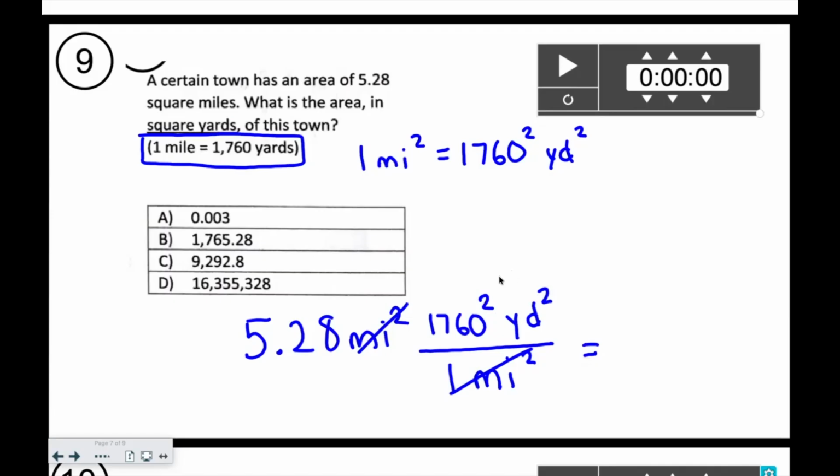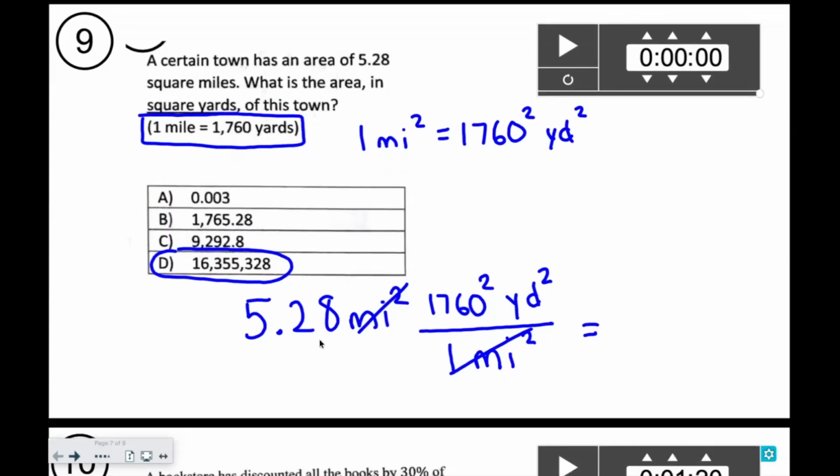And then the way I get my final answer is I multiply these. But I don't just do 5.28 times 1,760. I do 5.28 times 1,760 squared, and we get this number, 16,355,328. And if you only do 5.28 times 1,760, that answer is there as well. I believe that's C. So just be careful on the ones where it's either square units or cubic units. You've got to change the conversion factor that's given. All right. Any questions on that one?